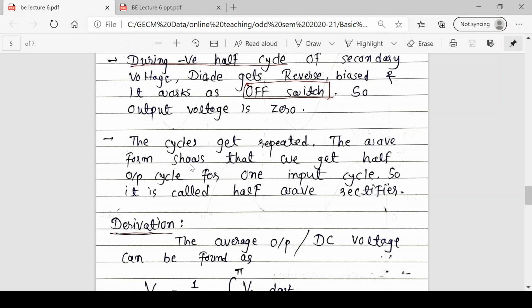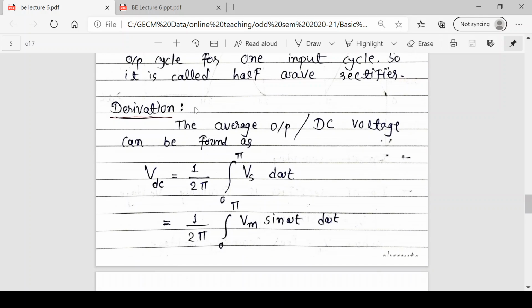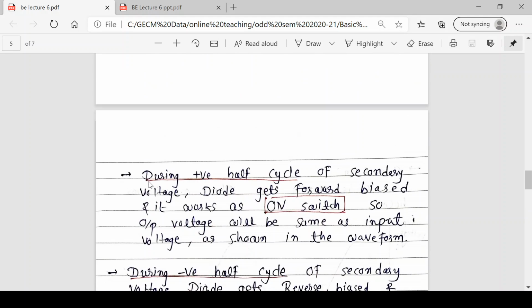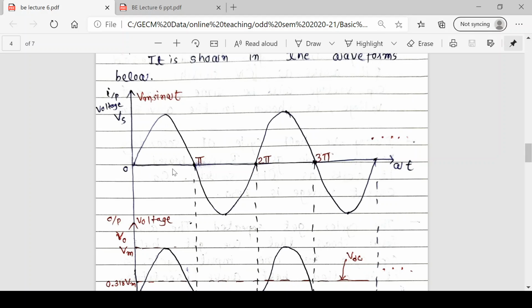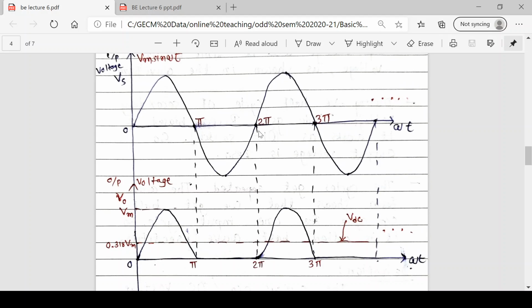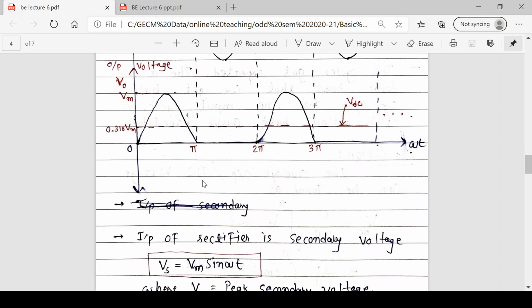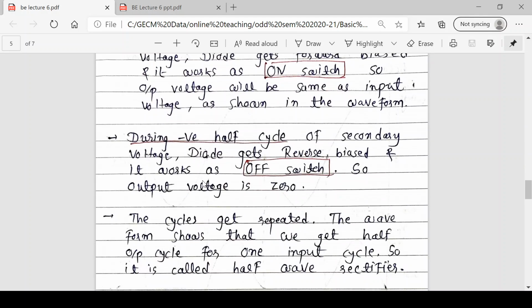Now let's derive what is our output DC voltage, or you can say average DC voltage. So the average output or DC voltage can be written as VDC. So now average will be always taken as entire cycle. So what is the time period of entire cycle? 2 pi. 2 pi is the total cycle of input. So average will be taken as 1 upon 2 pi.